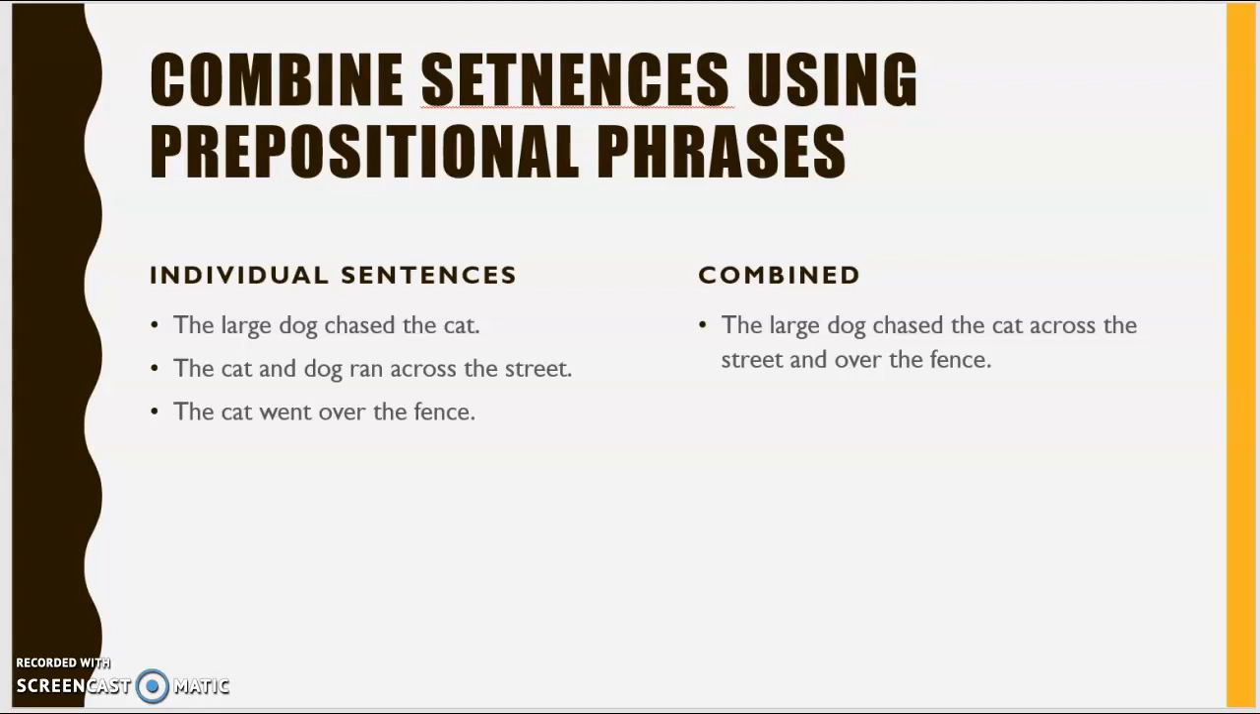The large dog chased the cat across the street and over the fence. So across the street is a prep phrase and over the fence is a prep phrase. So you're taking those three ideas and combining them into one using prepositional phrases.